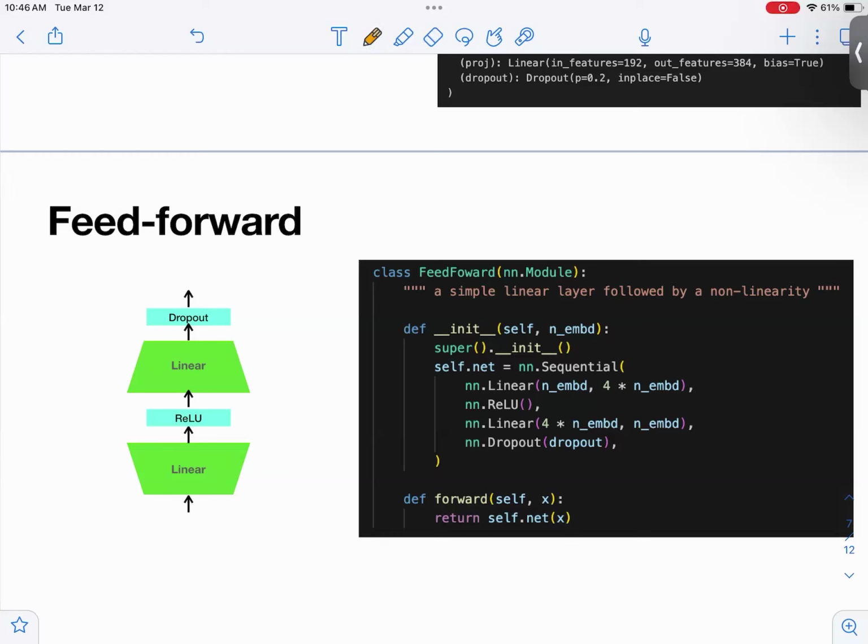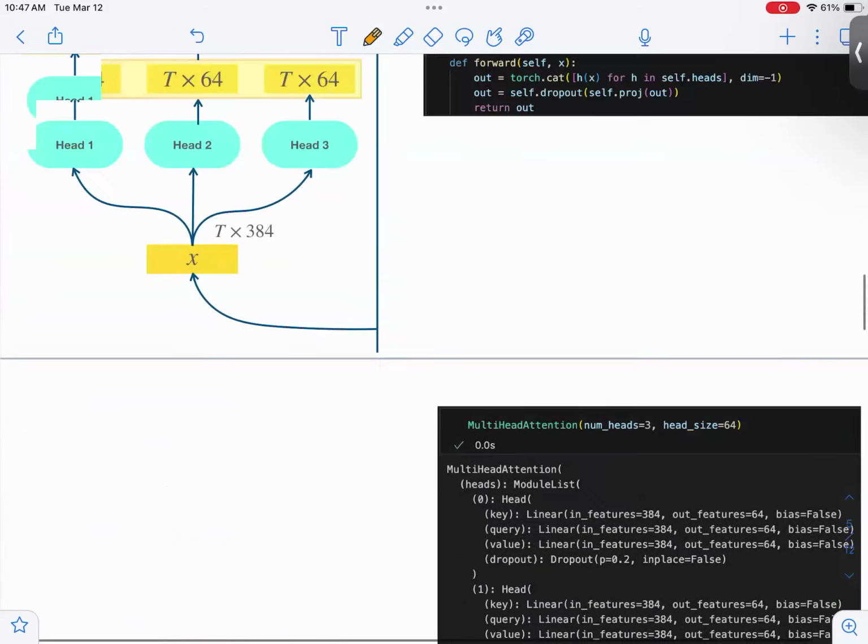This operates separately on each one of these tokens, going from 384 to 4 times that, so T by 4 times 384. So it increases the dimension and then decreases it back. This is one of these things that go out like this and back. This is the multi-layer perceptron feed forward. We have seen this before in one of the previous lectures, so this part is not that crazy.